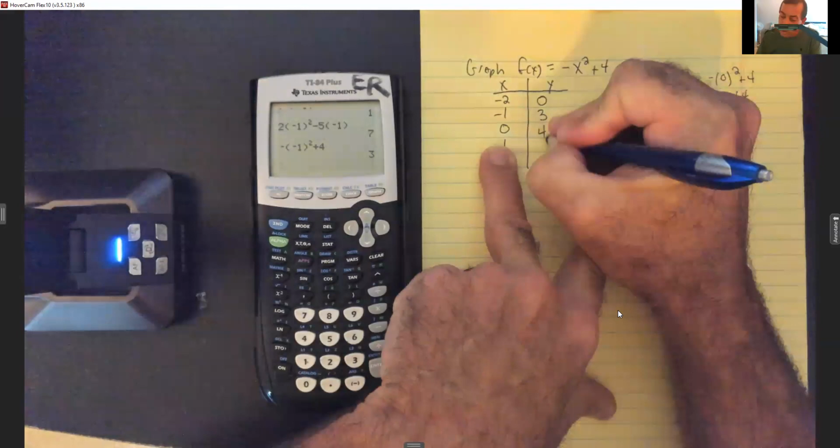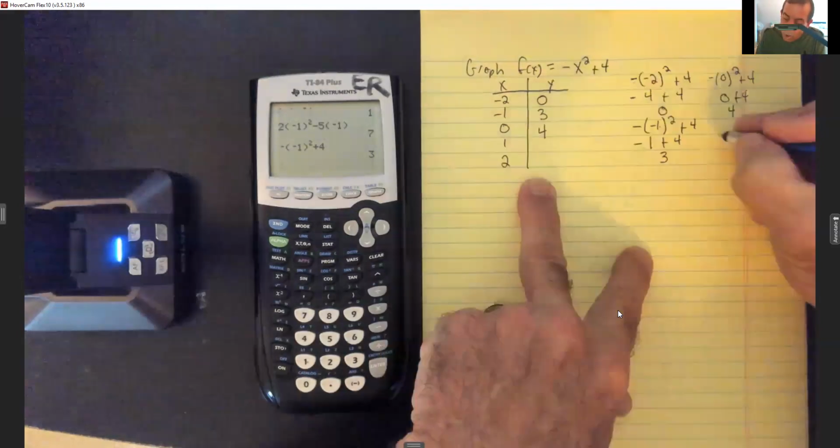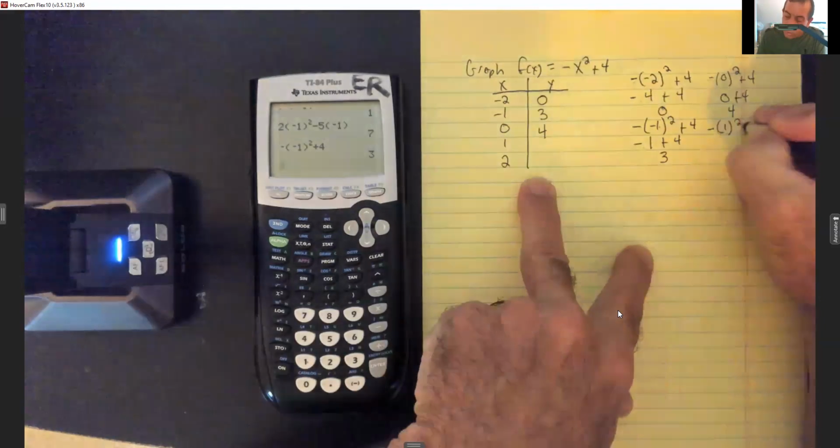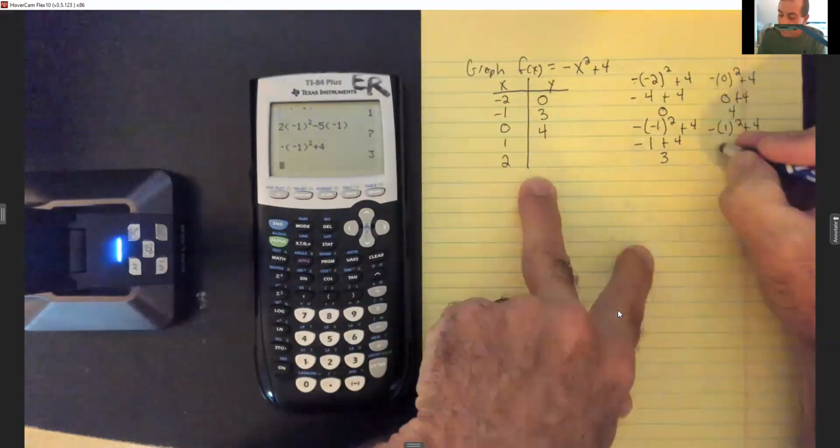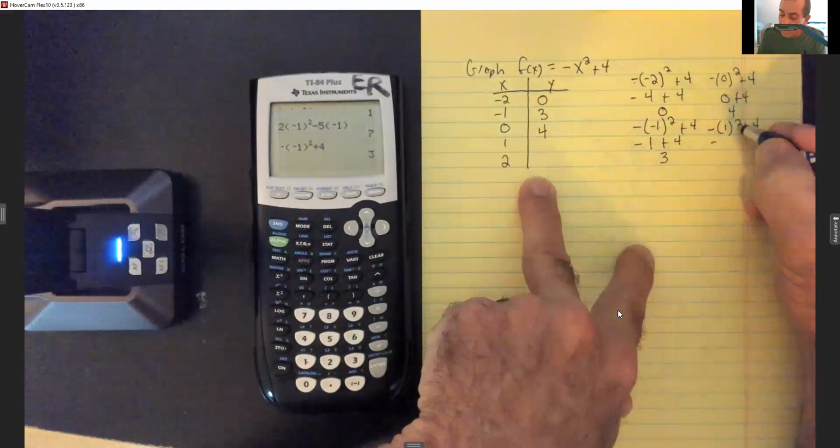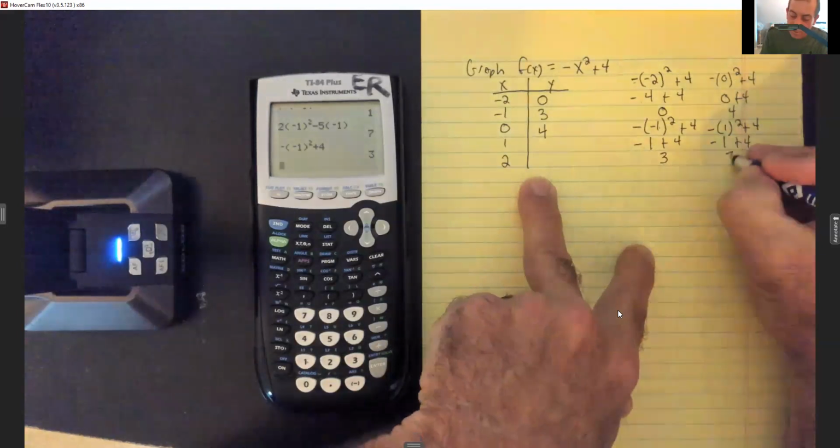All right, we put a 1 in. We got negative 1 squared plus 4. Well, y'all bring down that negative. 1 squared is 1 plus 4. Negative 1 plus 4 is 3.